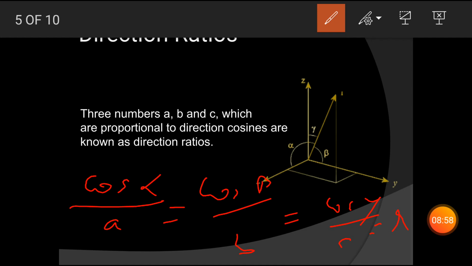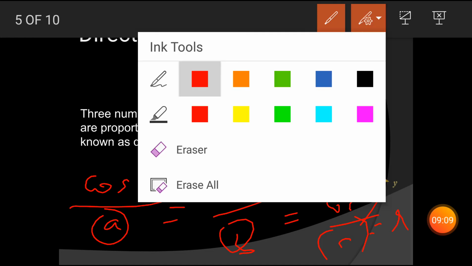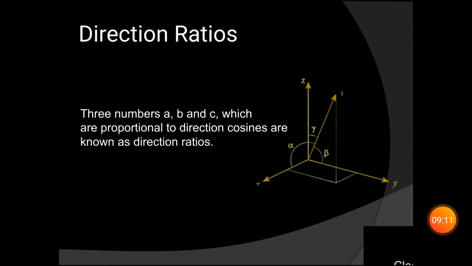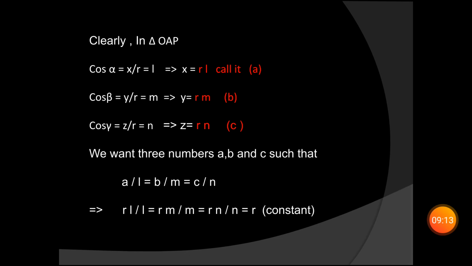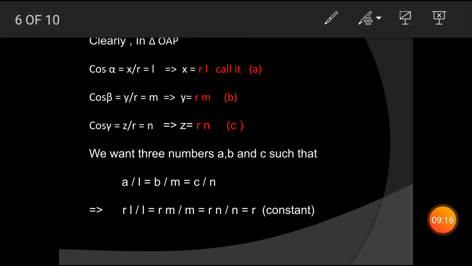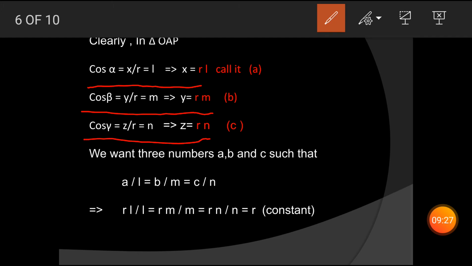Now how to calculate these A, B, C? Because there can be many numbers. So how can we calculate A, B, C which are in proportion to our direction cosines? It's very easy to find out. Let's see. As in the previous slide we have discussed that cos alpha is this, and the value of x is rl, and cos beta, that is y upon r, equals m. So the value of y is rm, and cos gamma we calculated like this, and the value of z is rn.